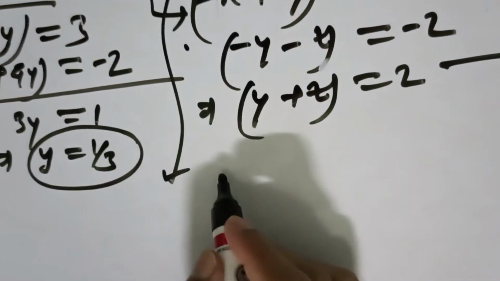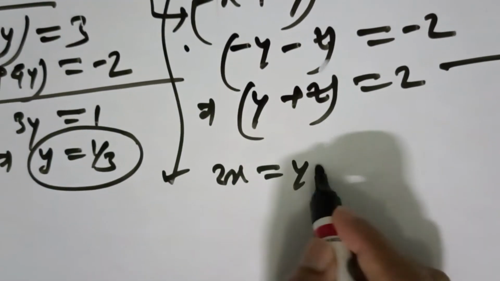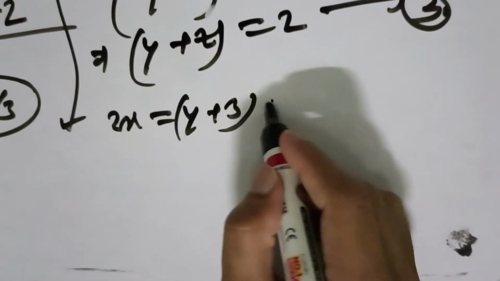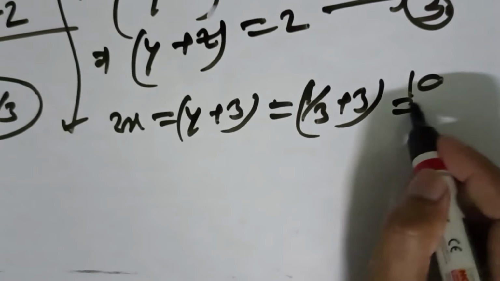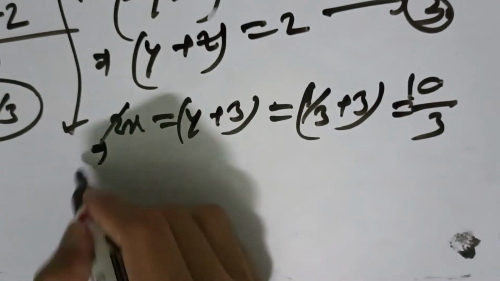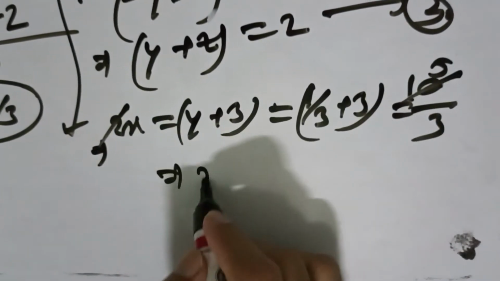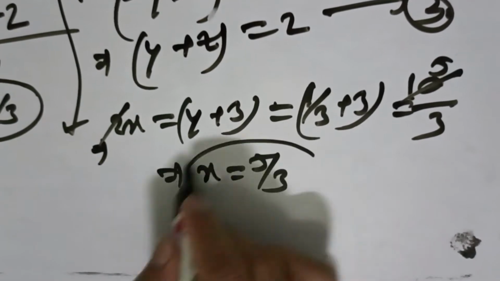Putting into the first equation, I get 2x + y + 3, since y equals 1/3, so 1/3 + 3 gives 10/3. Okay, so this gives 5/3, so x is 5/3. So I get the value of x.